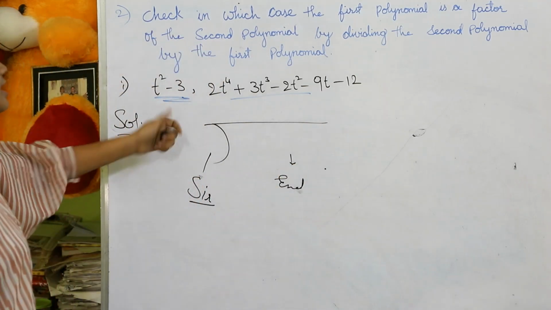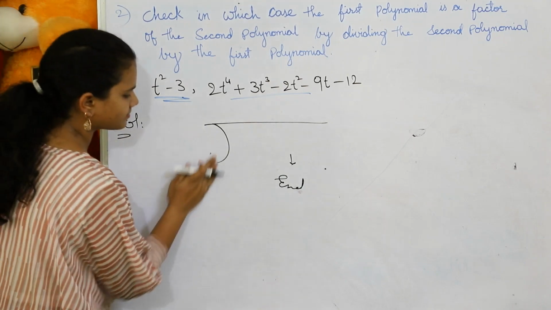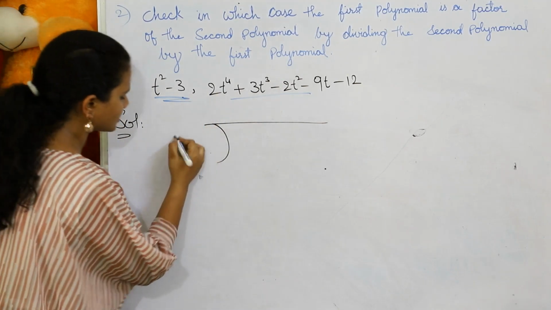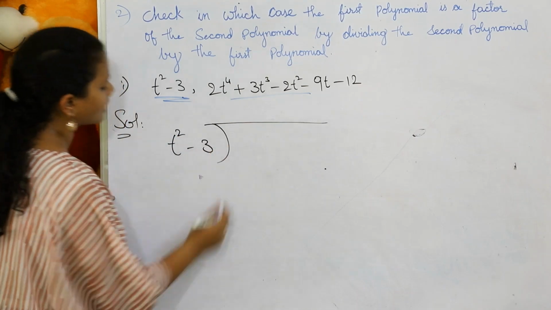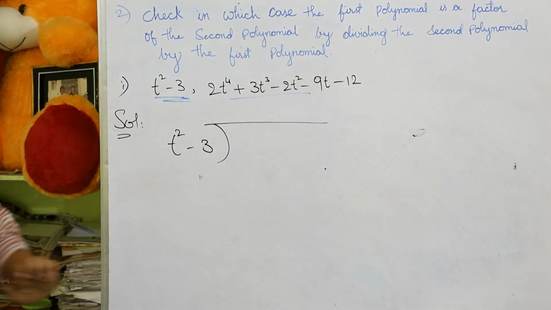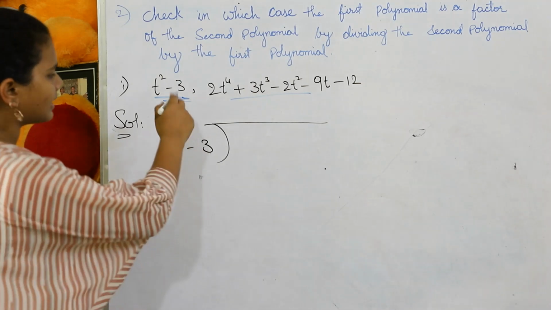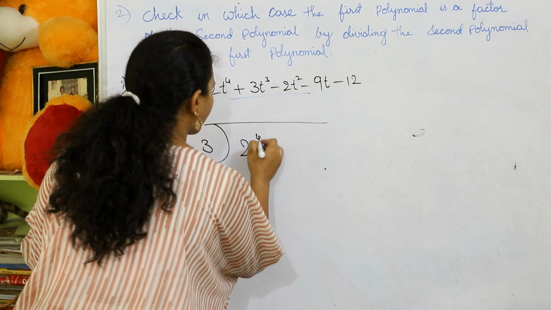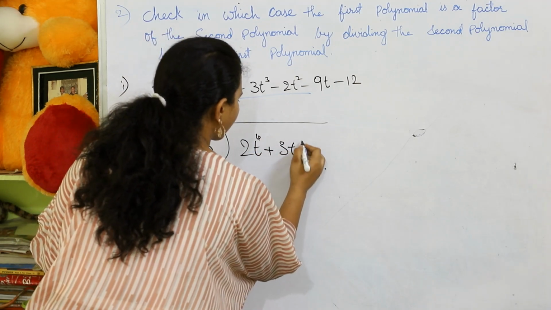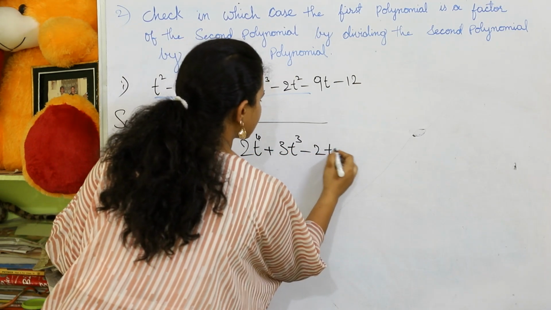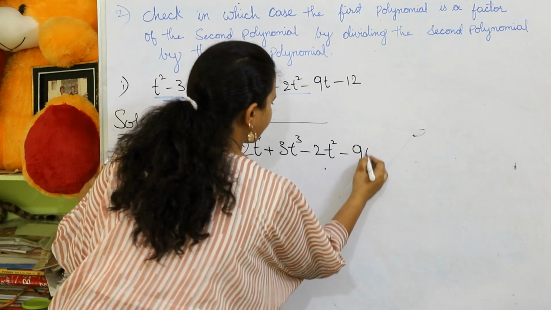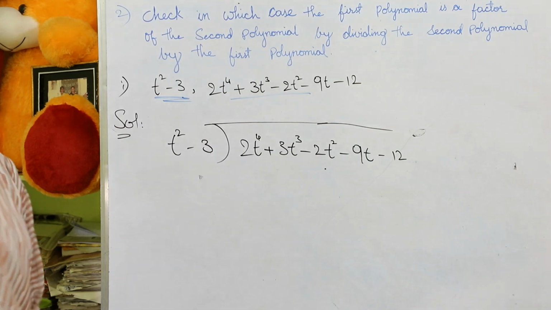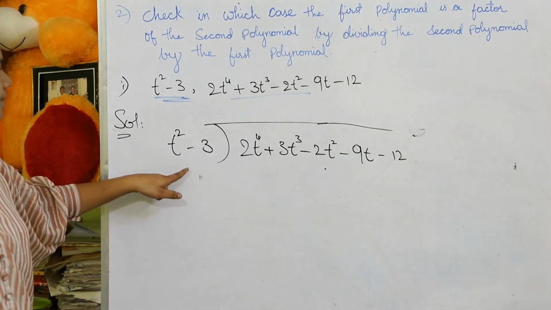Coming back to this, let us write down the divisor here. The divisor is t square minus 3. And for the dividend, let me write it in this box: 2t power 4 plus 3t cube minus 2t square minus 9t minus 12. It's not 9090, it's 90.